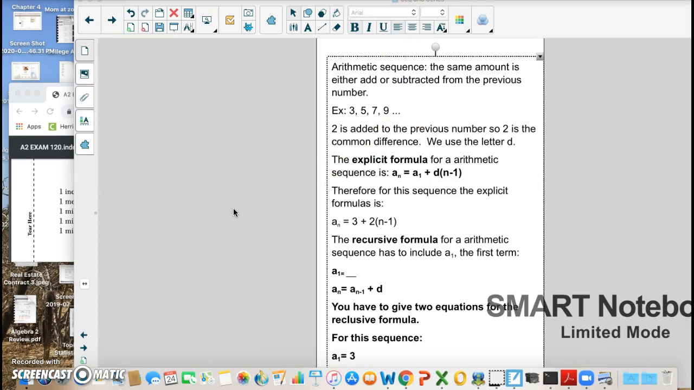The same amount is either added or subtracted from the previous number. Example: 3, 5, 7. Notice 2 is added to the previous number, so 2 is the common difference. We use the letter d, lowercase d.